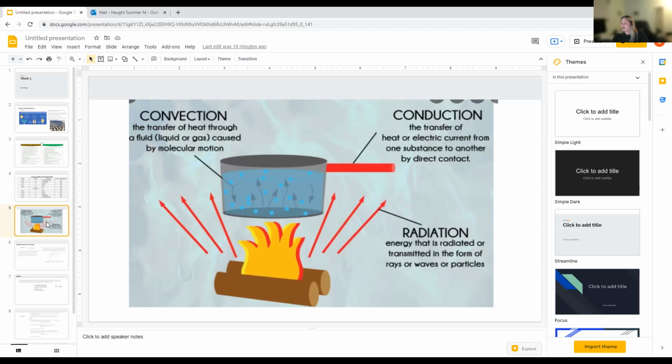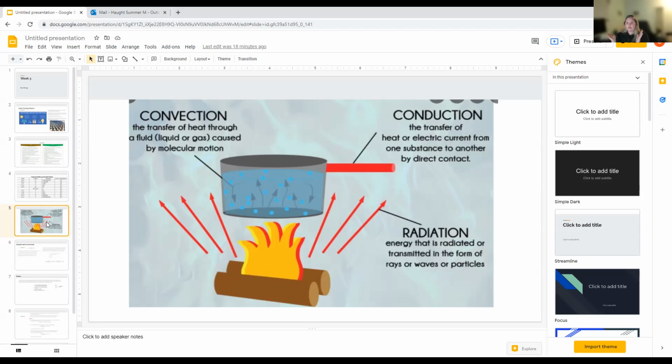Radiation is probably the most important one. You think of solar radiation, right? That's basically the energy that's radiated or transmitted in the form of rays or waves or particles. The best example of radiation is, I think, this fire here. See those arrows all going out from it? Obviously, there's heat without touching the fire, right? We all know that we sit by the fire and it gets hot even though we're not standing in the fire. That's the idea of radiation.